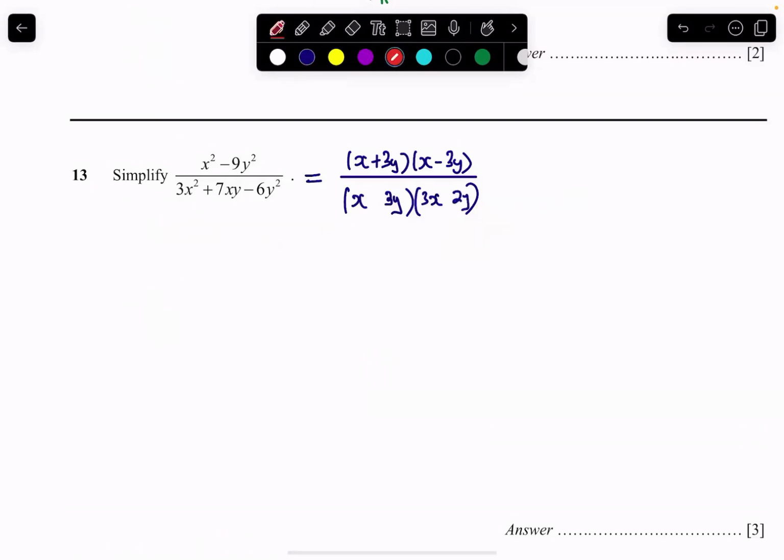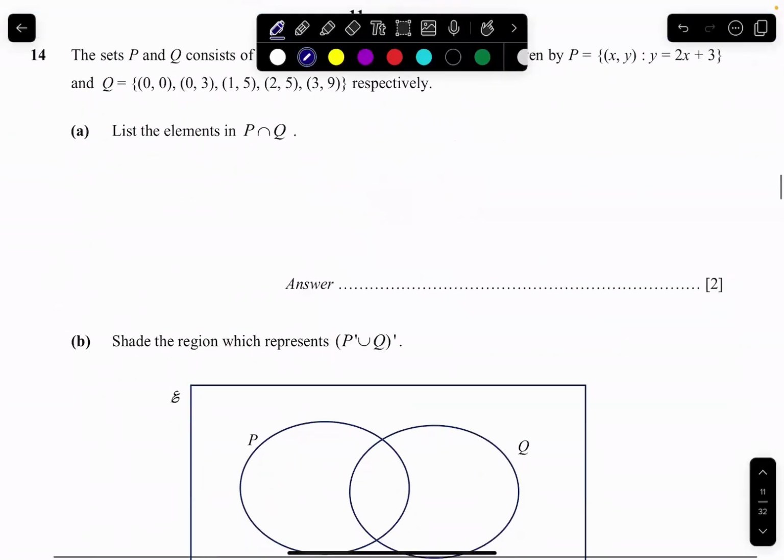Now let's make a comparison. We have a total of 9xy, so we need this to be positive, then this will be negative. Then 3x plus 3y cancels off, so we'll get x minus 3y against 3x minus 2y. That's it.